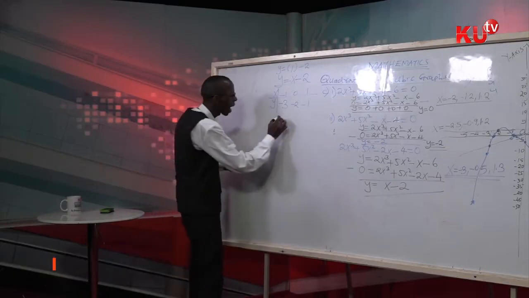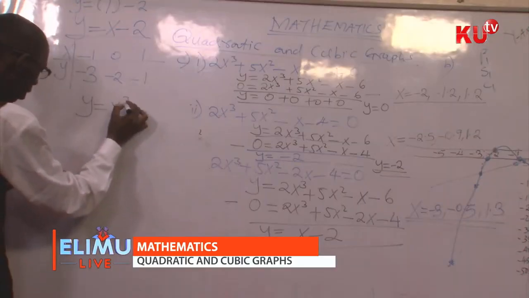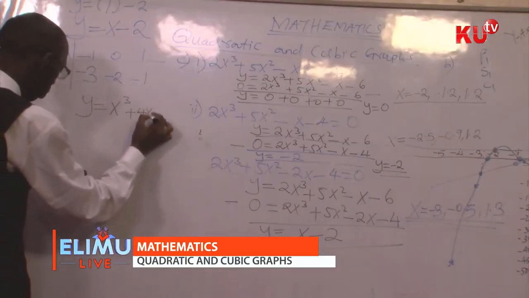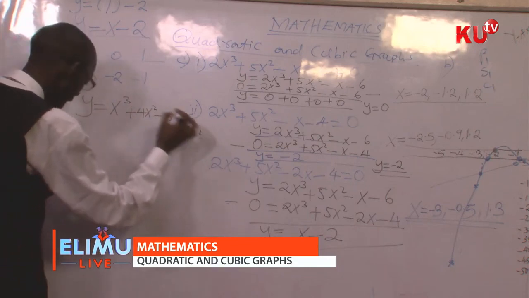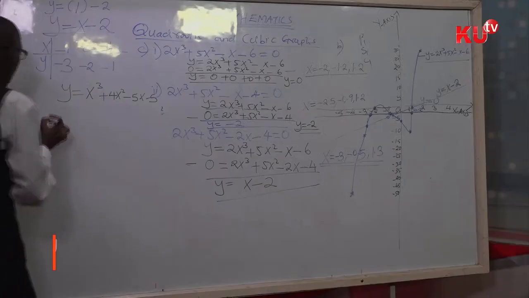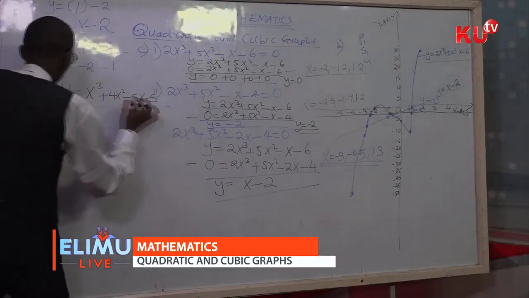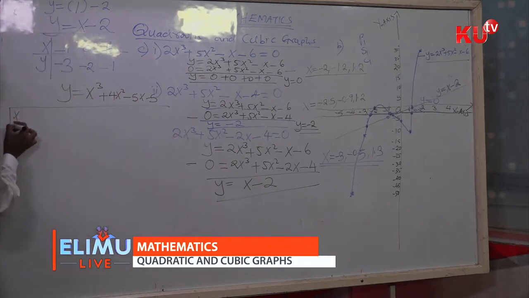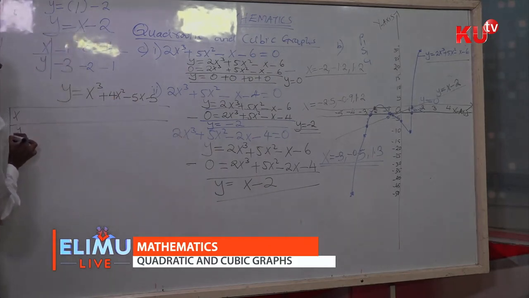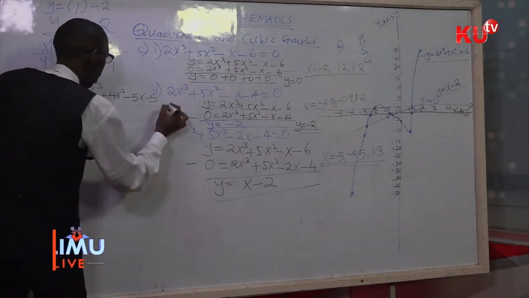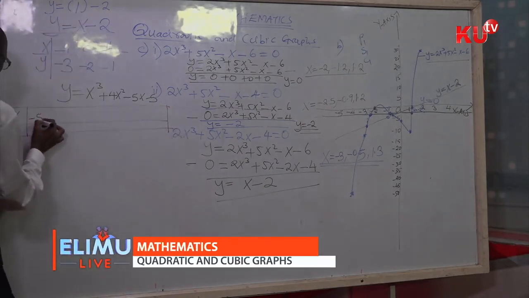Complete the table below. Complete the table below for y equals x cubed plus 4x squared minus 5x minus 5. And this is the table. We have the values of x and we have the values of y.